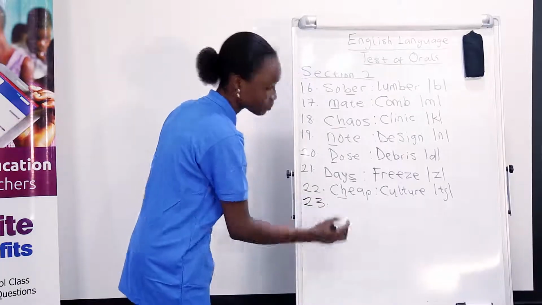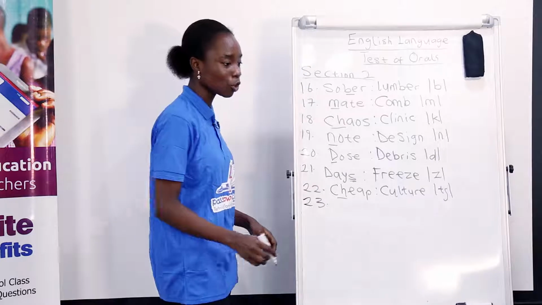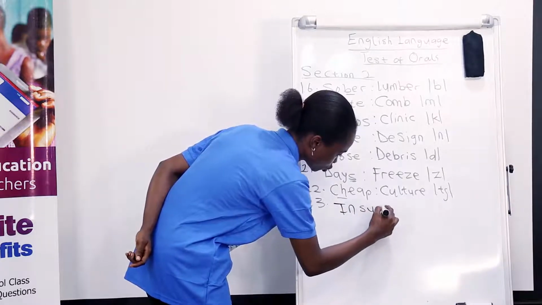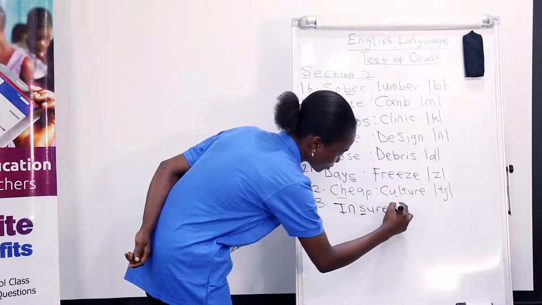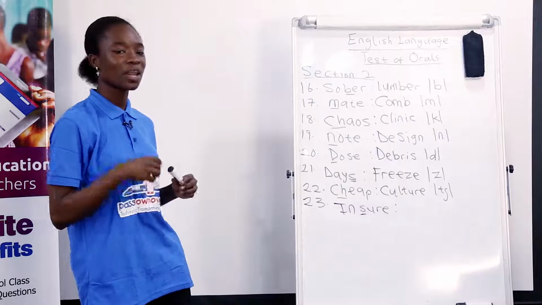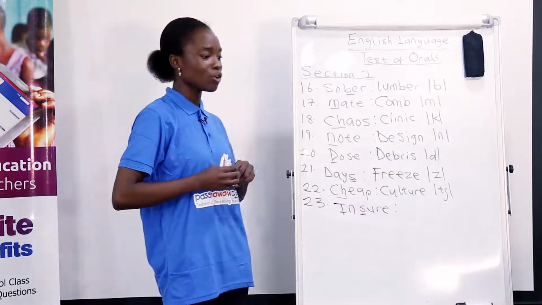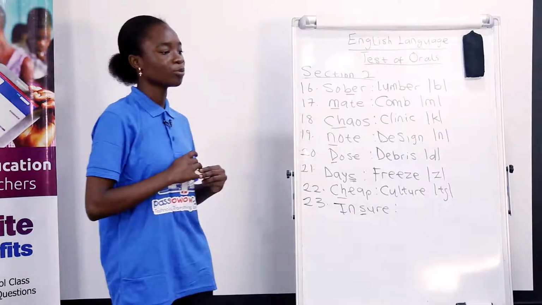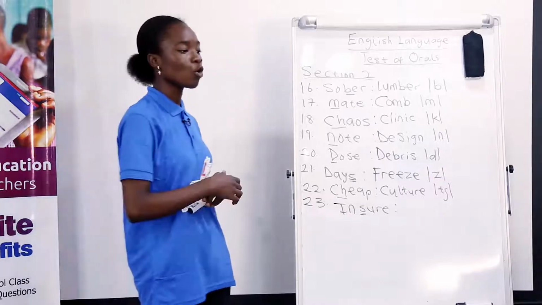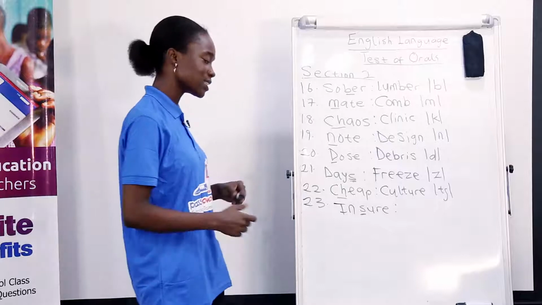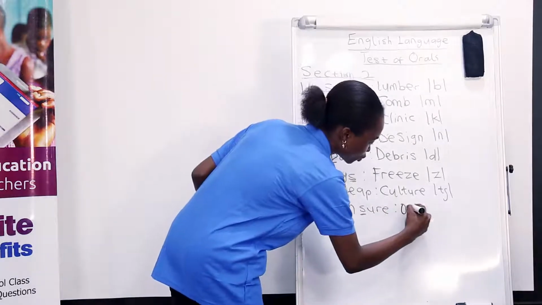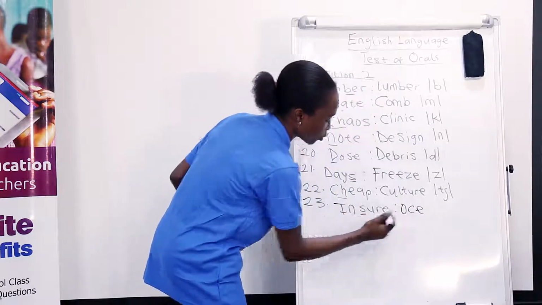Number 23, we have ensure. The sh sound. Option A, we have pleasure. Option B, we have cheap. Option C, we have vision. And option D, we have ocean. So the correct answer is ocean. Sh, ocean with ensure.